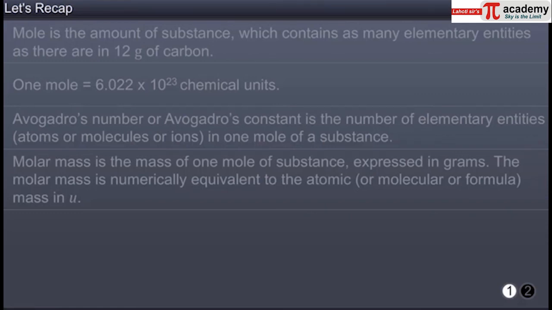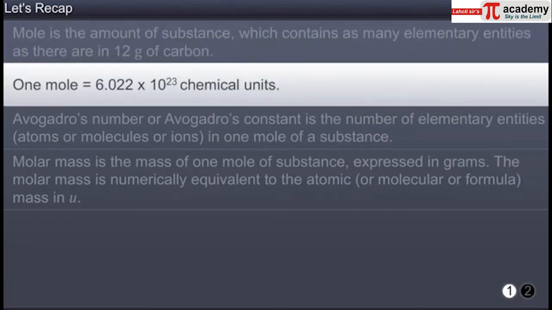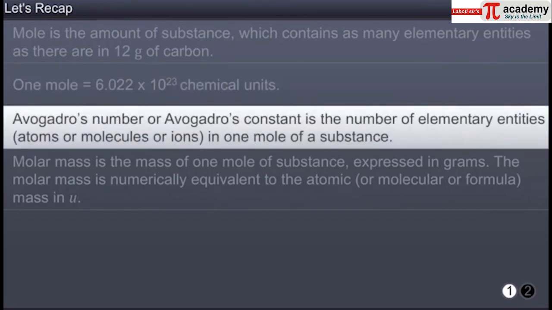You have now reached the end of this module. In this module, you have learnt that mole is the amount of substance which contains as many elementary entities as there are in 12 gram of carbon. 1 mole is equal to 6.022 into 10 raised to the power 23 chemical units. Avogadro's number or Avogadro's constant is the number of elementary entities, atoms or molecules or ions in 1 mole of a substance.